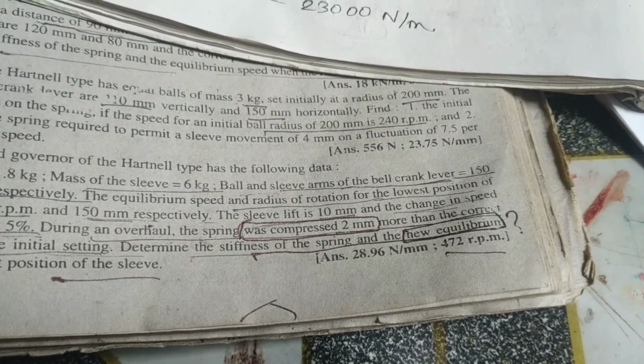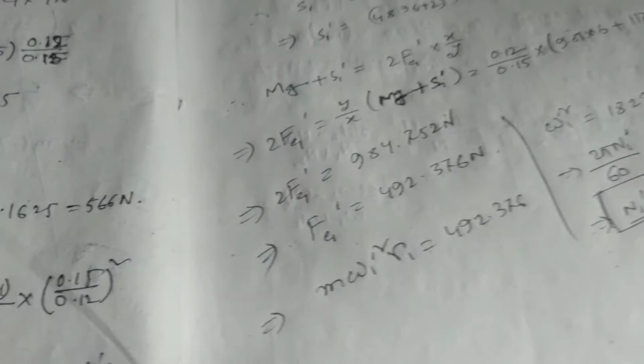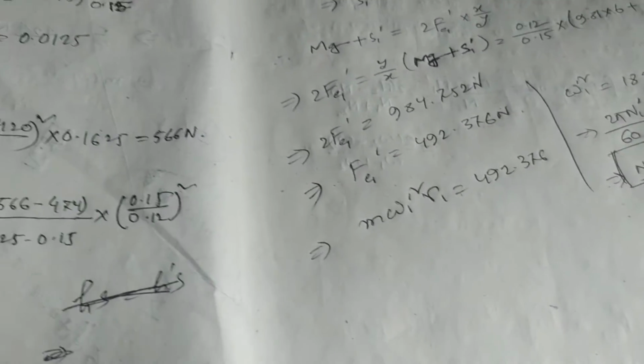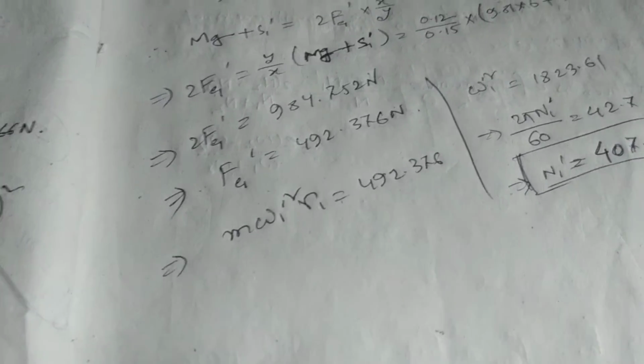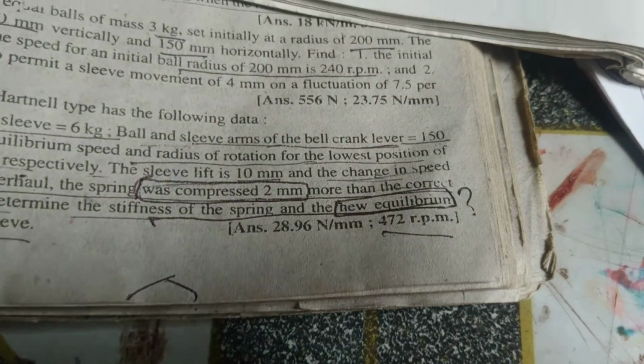So I think this one is the correct one, the 23 Newton per millimeter and 407. And I don't know, please let me know what you think, or if you have solved it like this, please just tell me how you did it.